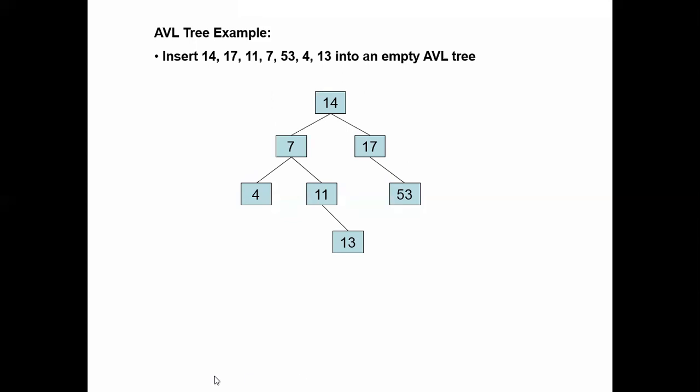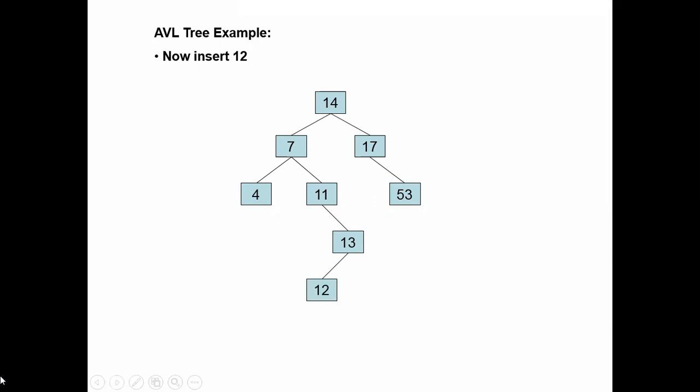Now suppose the next node we are going to insert here. We'll see what exactly happens. So now we insert 12 here. When I'm inserting 12, again we need to check each and every node, so we have to check the balance factor of every node. Here the tree is imbalanced, so we have to perform the rotation. First check the balance factor of this 11.